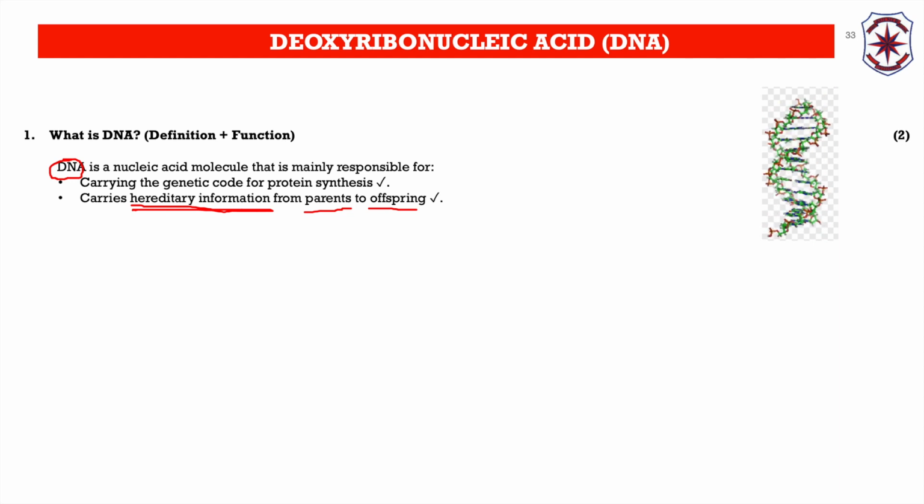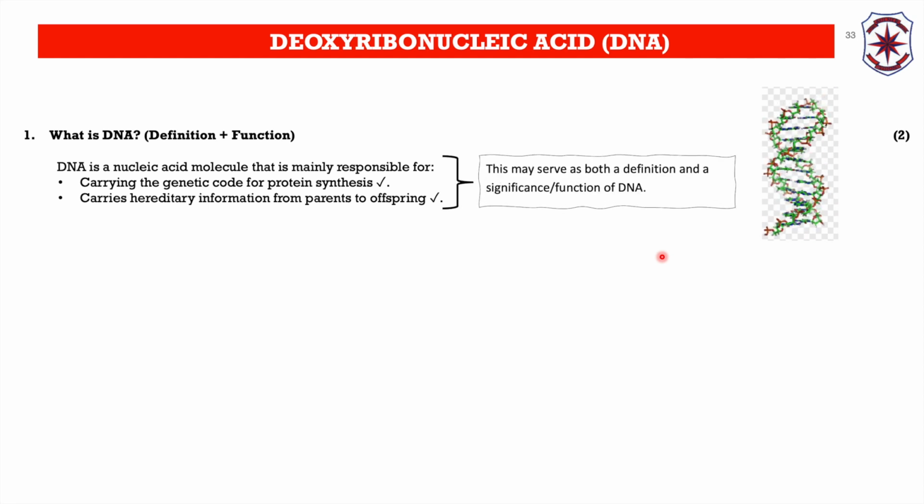All right? Now, let me just erase this. So to go back, DNA is a nucleic acid molecule that is mainly responsible for, it carries the genetic code, so the information for which protein is going to be made. So it is carrying the genetic code for protein synthesis. Secondly, it carries hereditary information from parents to offspring. So it takes the hereditary information from mom and dad and passes it on to us, the offspring. So essentially, this is how DNA looks like.